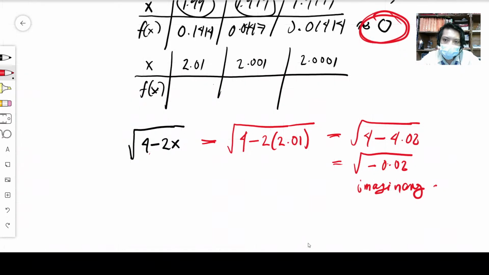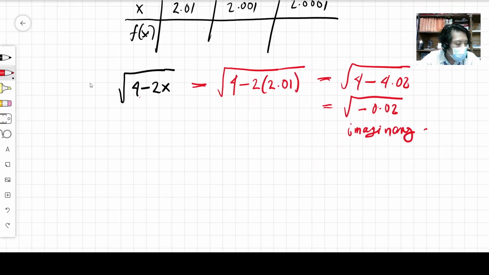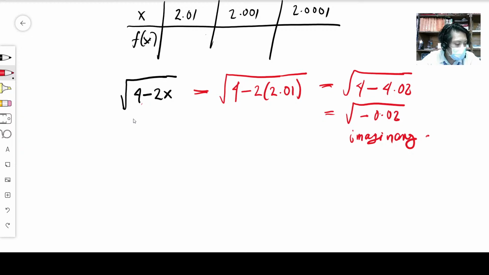Okay. Let us have another example. I have four more examples here.